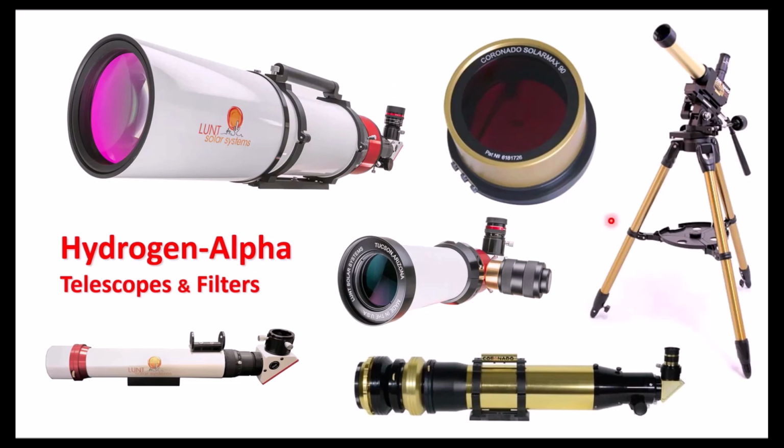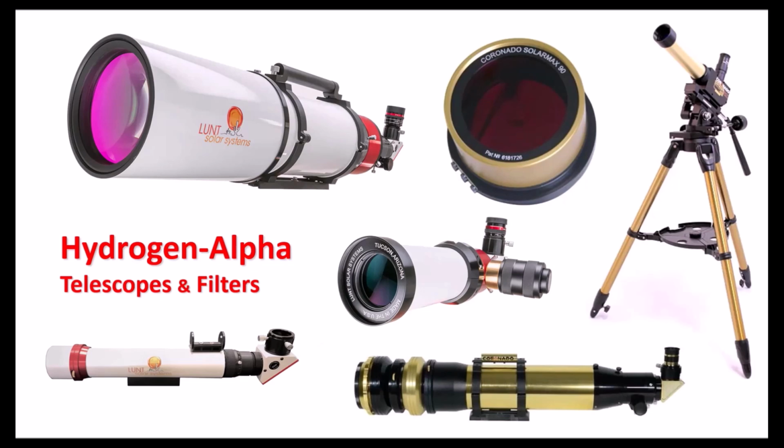There are filters available separately, with the filter and the blocking filter, which is the diagonal, because these are not regular diagonals. They're also known as blocking filters in this case. You can't buy them for refractors.